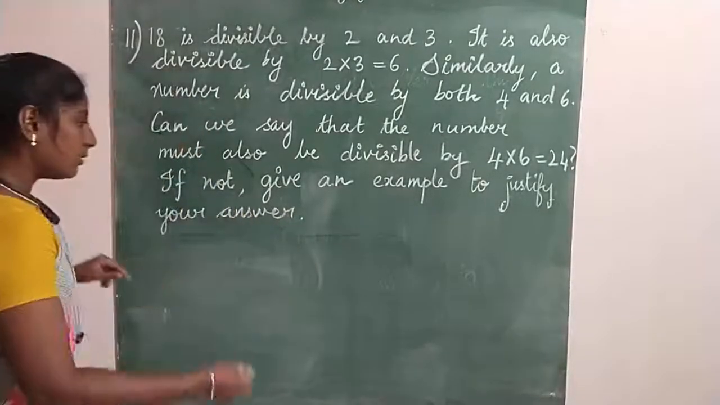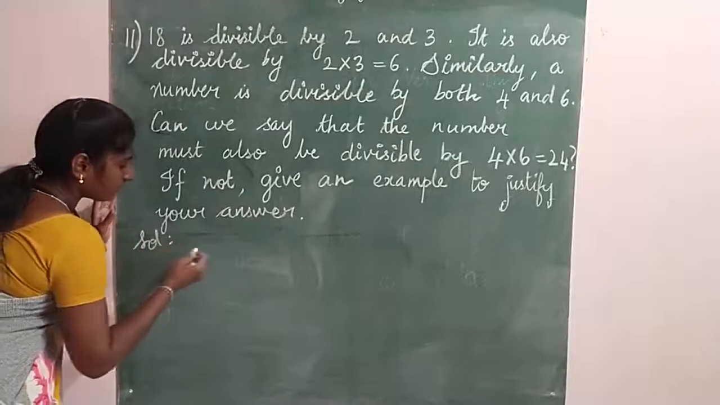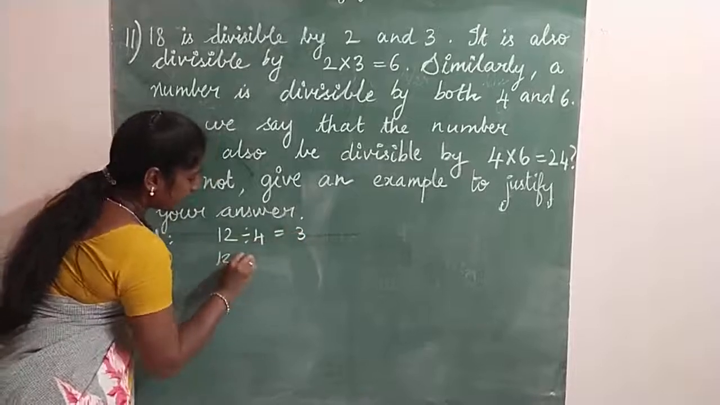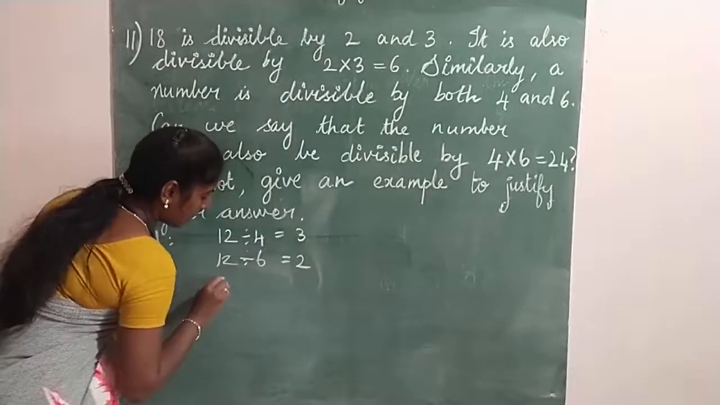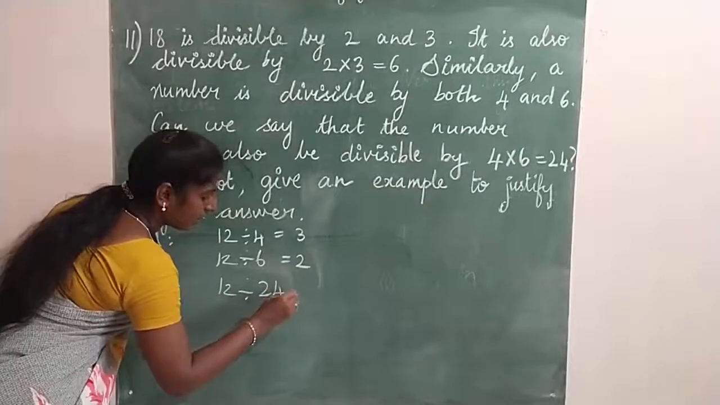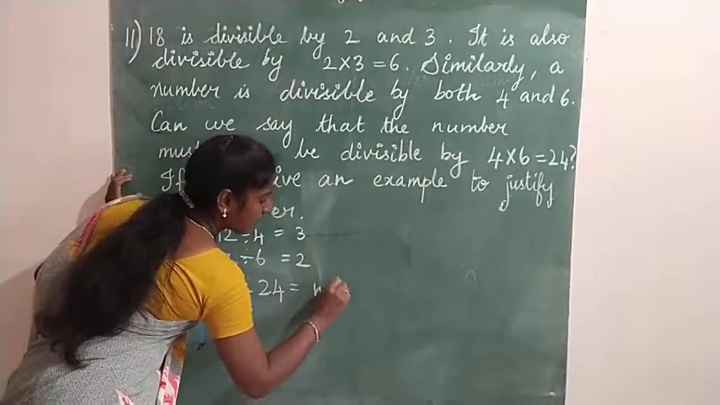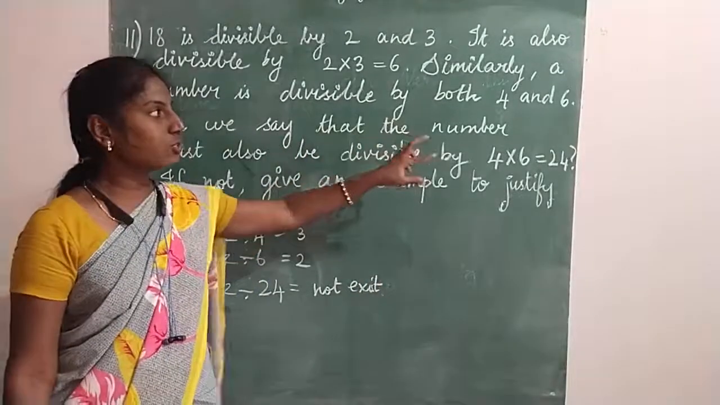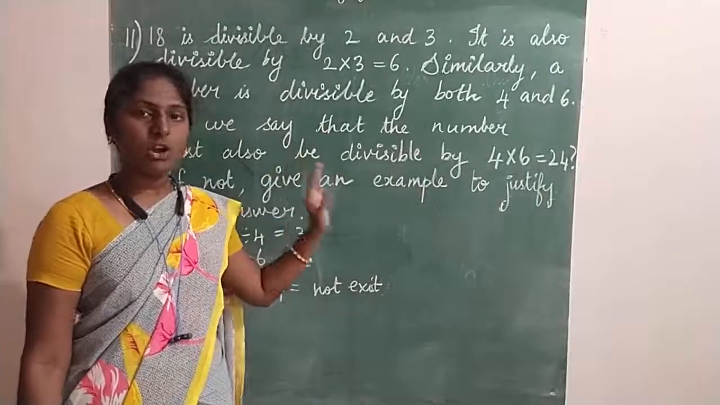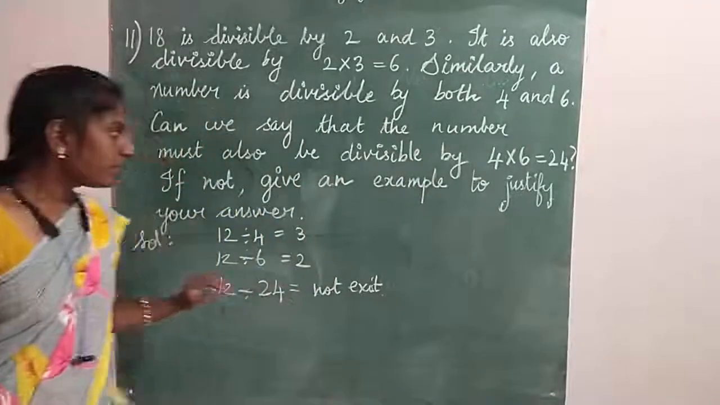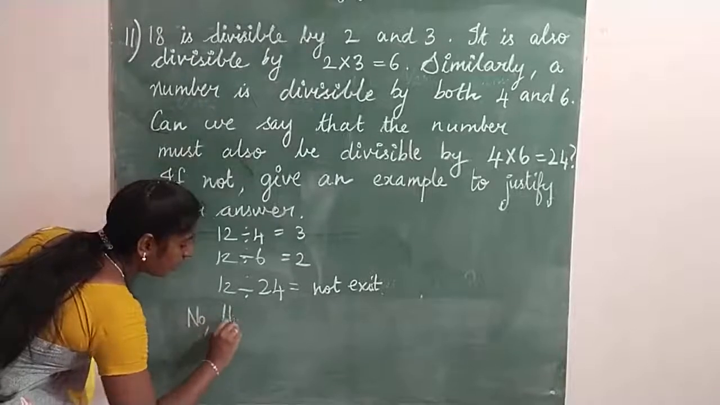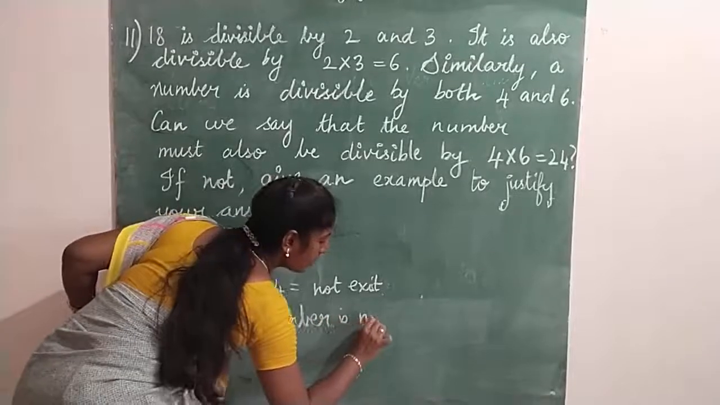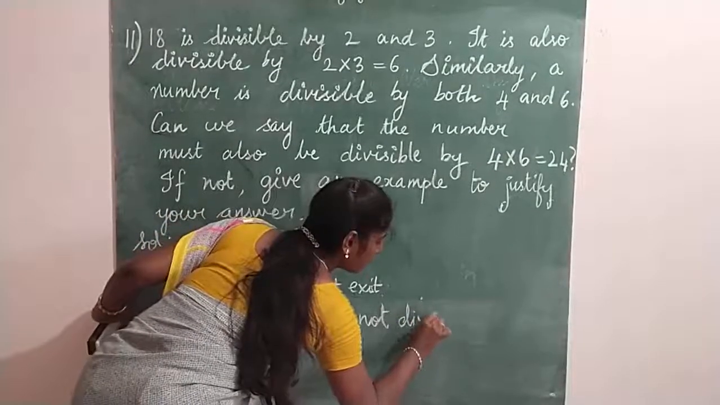Is it clear? Now look here. 12 is divisible by 4, yes. 12 is divisible by 6, yes. But 12 is not divisible by 24. Is it clear? So if a number is divisible by any two non-co-prime numbers, then it cannot be guaranteed to be divisible by its product. Here, no. The number is not divisible by the product. Is it clear?